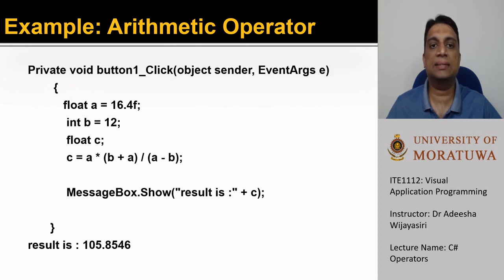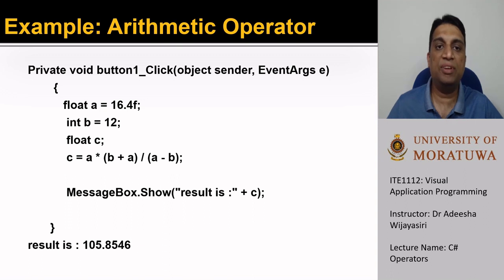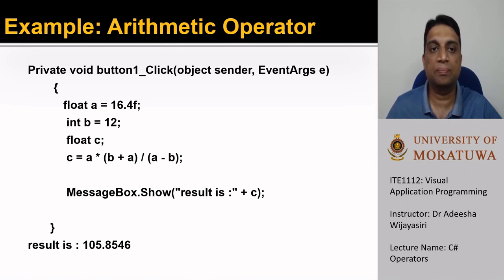Let's discuss an example to see how operator precedence works in a program. As you can see here, a and c are declared as float values and b is declared as an integer value. The result of the expression will be evaluated according to the operator precedence and the evaluated value will be assigned to variable c. Then you can view the result in the message box.